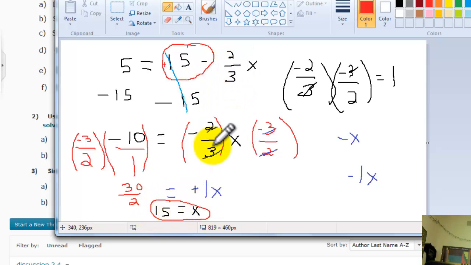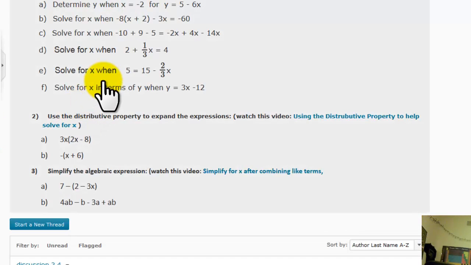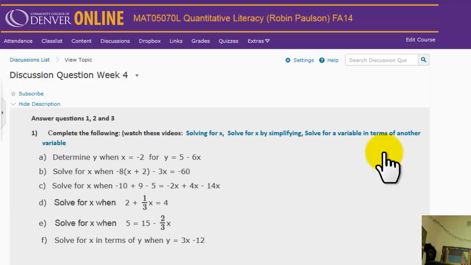Alright, so that's how you work out this problem with that fraction as a coefficient. And this problem I actually worked out on the other video. And it's important that you know how to work through these problems, because these are all very similar to test questions.